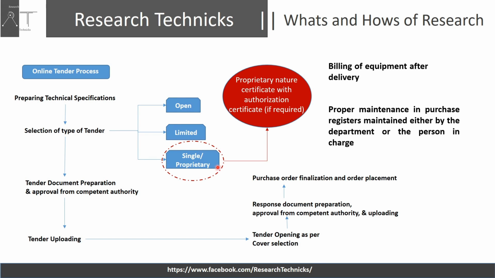Okay, next is single tender or proprietary. This means that whatever the product or equipment you are purchasing, that firm is the sole manufacturer of that product. Okay, sole manufacturer, and for buying it in a single tender or a proprietary tender, you have to get the proprietary nature certificate from that firm, and if required, the authorization certificate. Okay, for this I can show you an example.